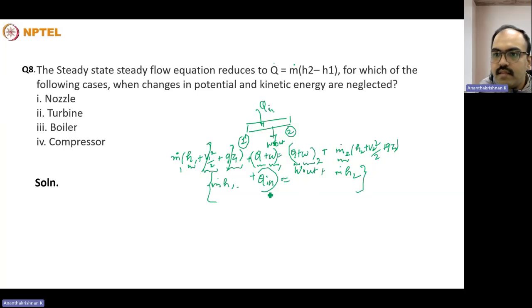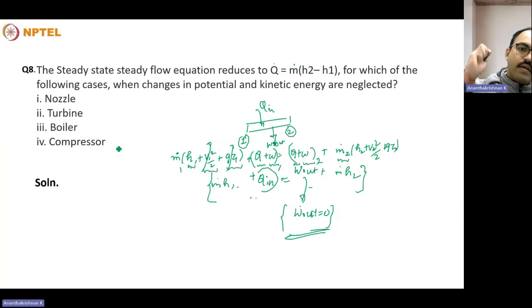So when exactly does this particular equation reduce to this one? When the output work is equal to 0. So we need to consider a device where the output work is equal to 0, and there is a heat transfer during this process. So consider the case of a nozzle. Is there a work output? I don't think so. There is no work output as such.